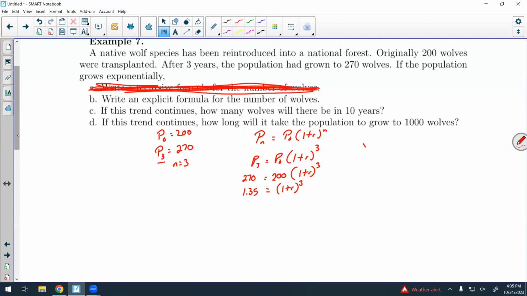Now, if I take the cube root of (1 plus R) to the third power, I just get 1 plus R. So if I take a cube root of this, I need to take a cube root of that. So on this side, I get 1 plus R. Here I have 1.35. Hit your caret button. Open the parentheses, 1 divided by 3, close your parentheses. And you should get 1.1052.